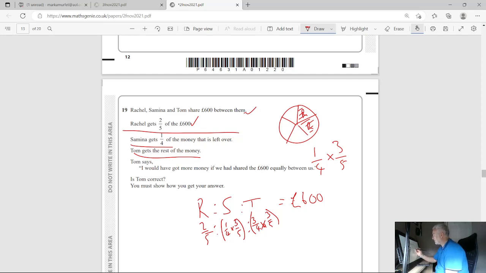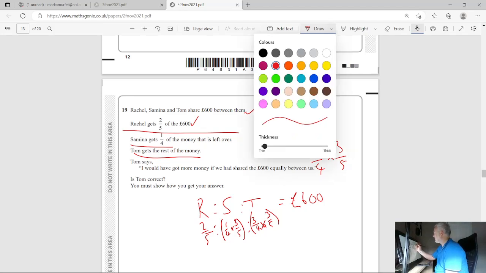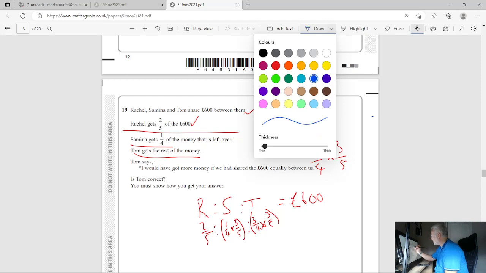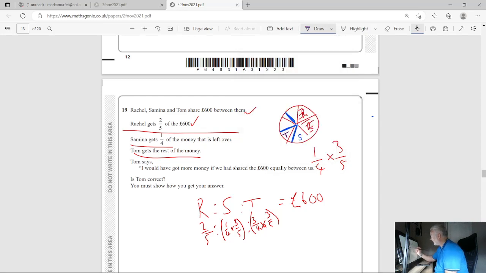Samina gets 1/4. So if we imagine we're going to cut these into 4, let's try to show it. If we cut that in half, and then cut it in half again, Samina's going to get that part, and Tom would get that part, and that part. So I've cut that bit that I had left into 4 equal pieces. Samina gets 1 and Tom gets 3. In effect, that's what we've tried to do.